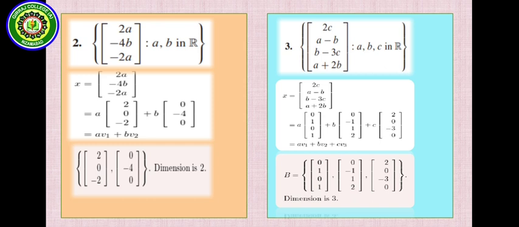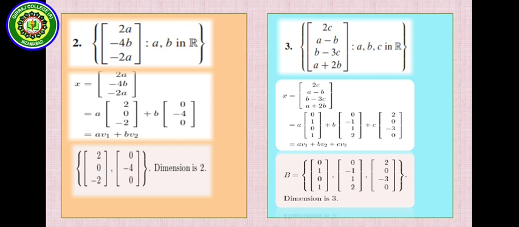In the third problem, the given vector is of the form (2c, a minus b, b minus 3c, a plus 2b). So here three variables are there: a, b, c are three real numbers. We write the coefficient values of those three variables from the vector: (0, 1, 0, 1), (0, minus 1, 1, 2), (2, 0, minus 3, 0).